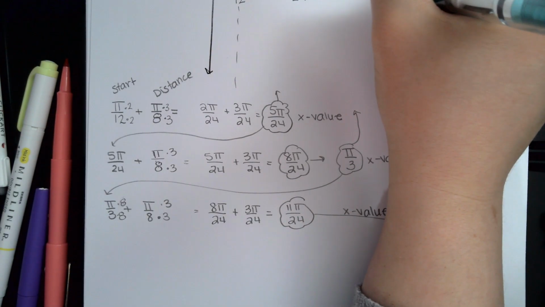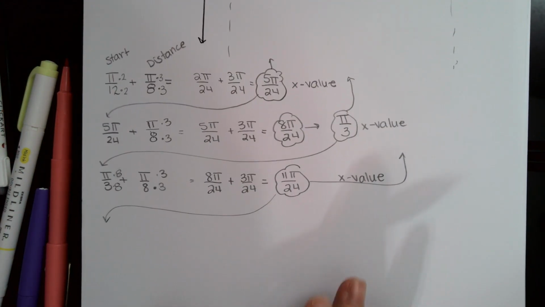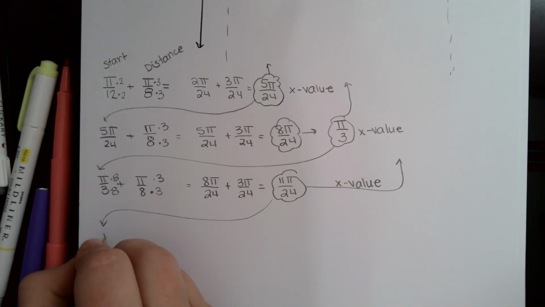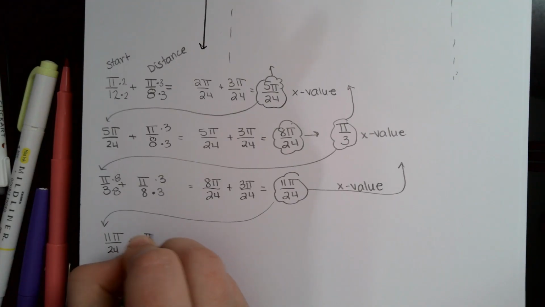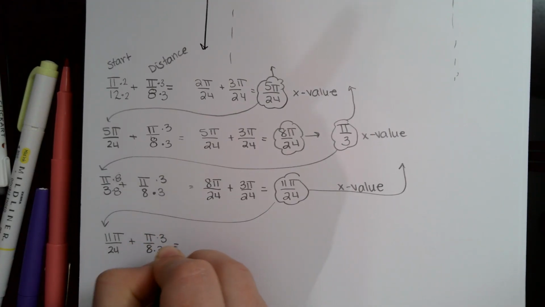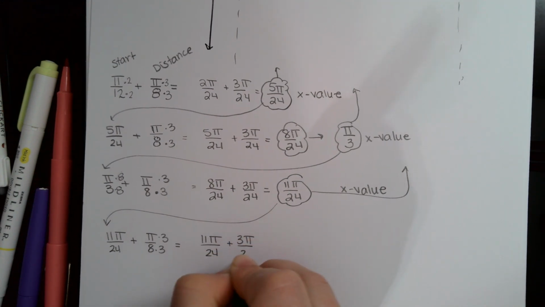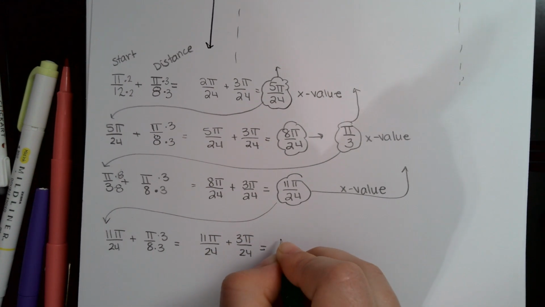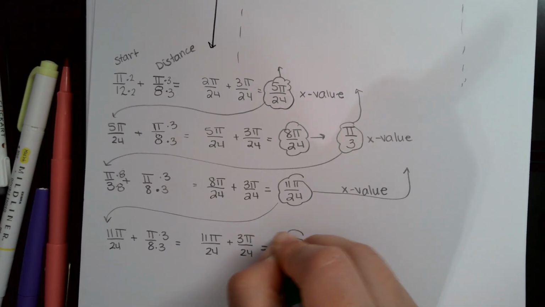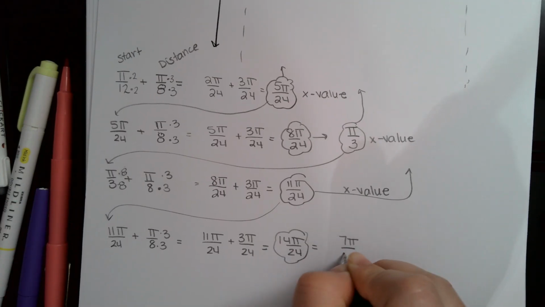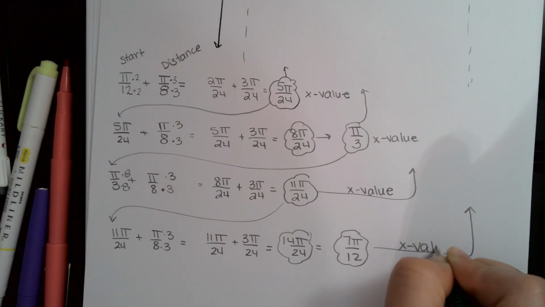And at this point, you can choose to stop. I am going to do one more to double check that our end value is correct and that our distance is correct. So we're going to take that 11 pi over 24 and add to that our pi eighths, common denominators. We get 11 pi over 24 plus 3 pi over 24. This is 11, 12, 13, 14 pi over 24. And we're going to simplify, divide that by 2. We get 7 pi 12ths, which thankfully is my end x value.